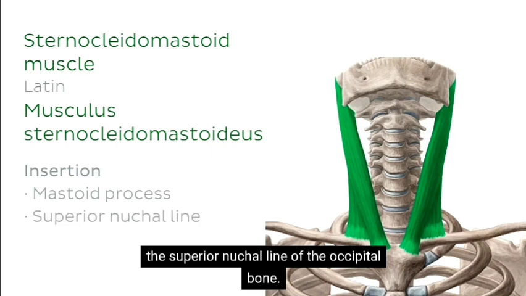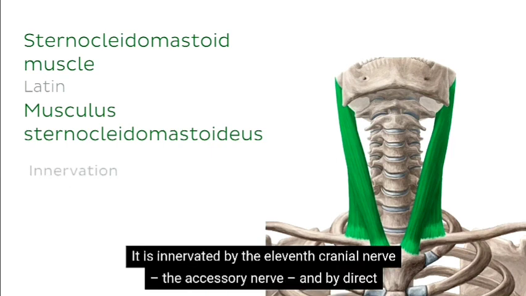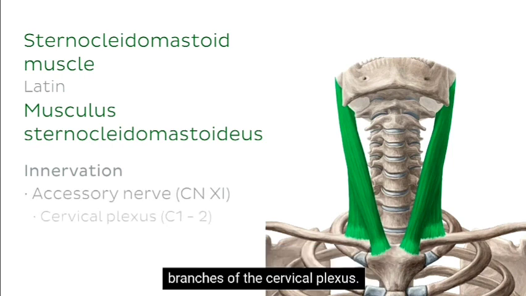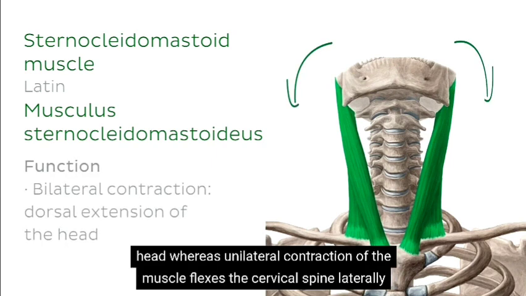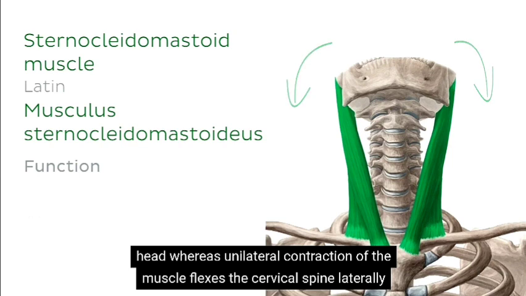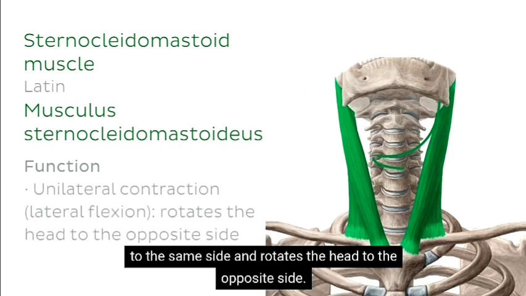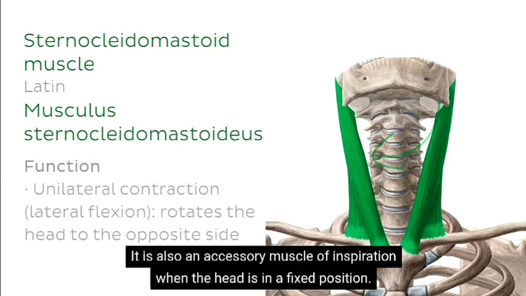the occipital bone. It is innervated by the 11th cranial nerve, the accessory nerve, and by direct branches of the cervical plexus. Bilateral contraction of this muscle extends the head, leading to dorsal extension of the head, whereas unilateral contraction of the muscle flexes the cervical spine laterally to the same side and rotates the head to the opposite side. It is also an accessory muscle of inspiration when the head is in a fixed position.